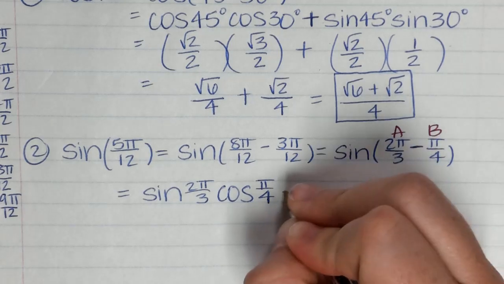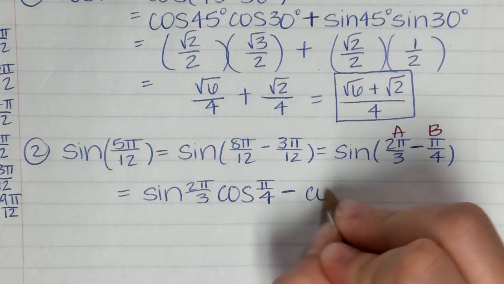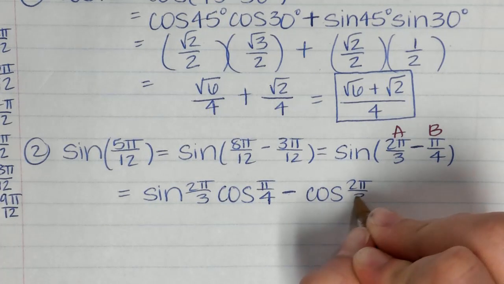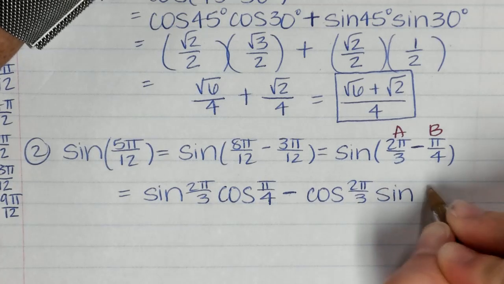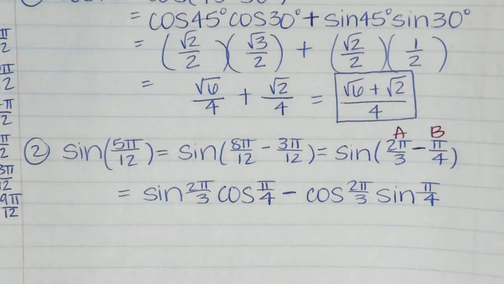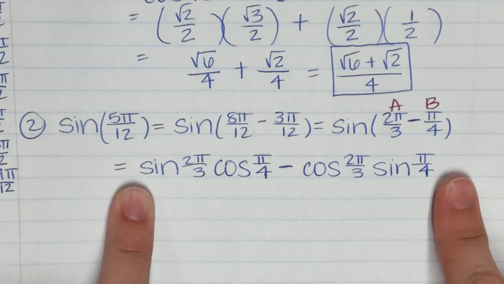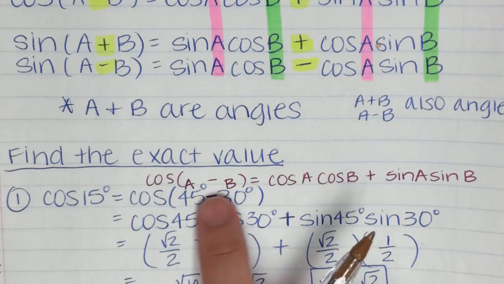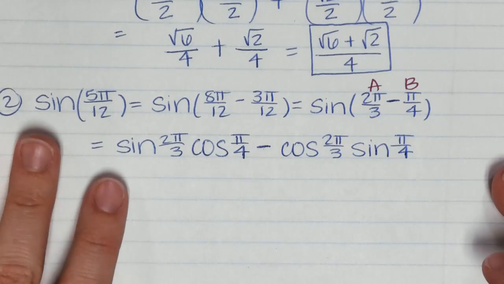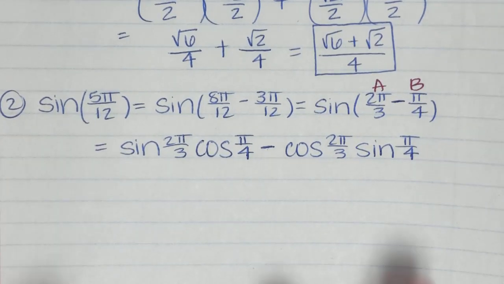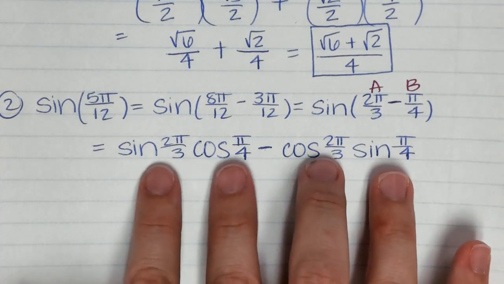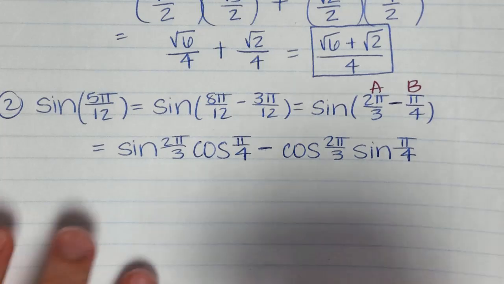Sine has the same, so that's a minus. And now it's going to be cosine A, 2 pi over 3, times the sine of B, pi over 4. Does everybody understand where I'm getting these 4 things from? I'm taking those 2 angles and I'm just plugging them straight into the formula, okay? The rest of this is evaluating. You're going to write down those 4 values.